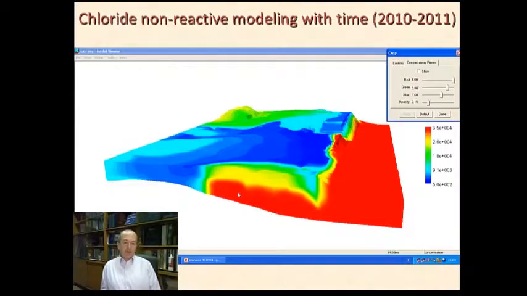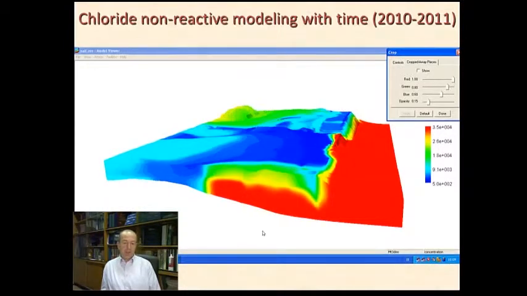The chloride non-reactive model has also been implemented in a transient mode, to simulate what happened in our system after the pumping system started. So we can see in blue the classical fresh groundwater flow, and from green to red the higher concentration of chloride, which has three sources: the seawater, of course, the seawater canal losses, and another source is a natural old lagoon which has a high concentration of chloride, about 15 grams per liter.